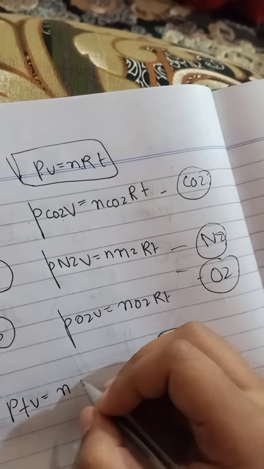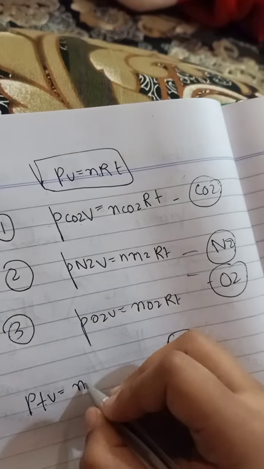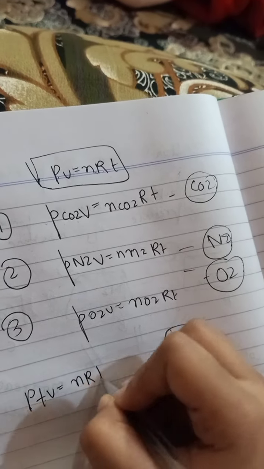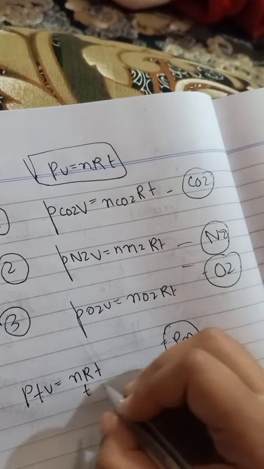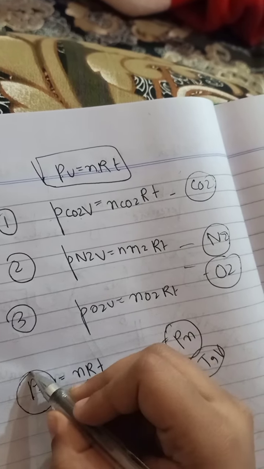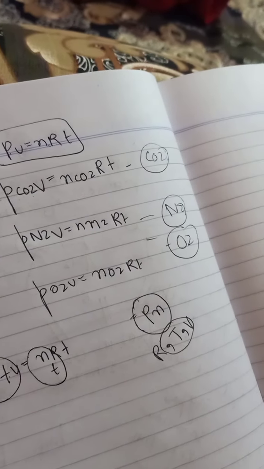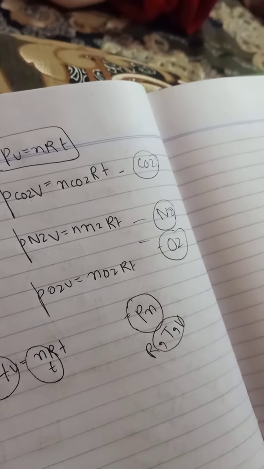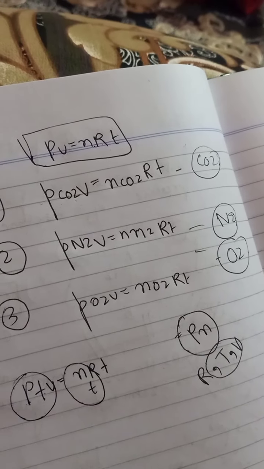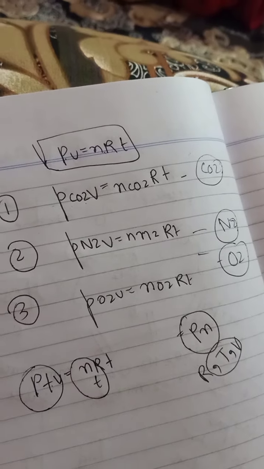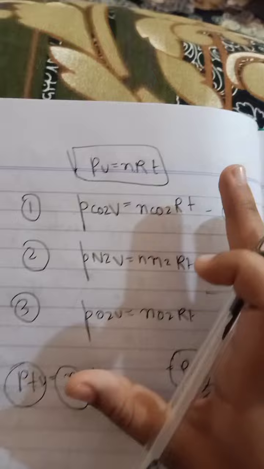If you have to find the total pressure, we can write PT V = nT RT. What is PT? That is the total pressure. What is nT? That is the total moles. Volume will remain constant in every condition. So if you have to find the partial pressure, there was an equation.